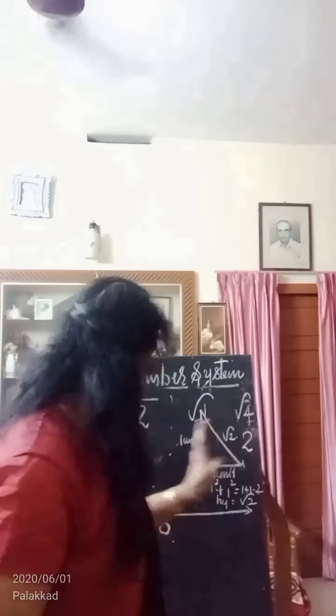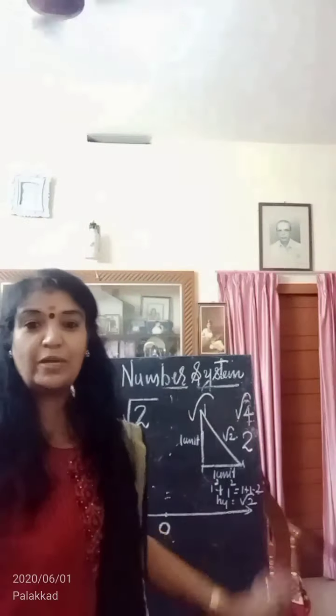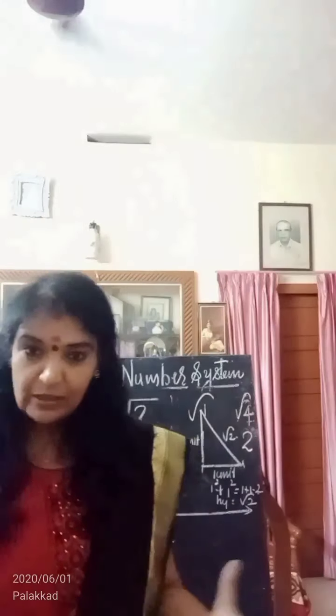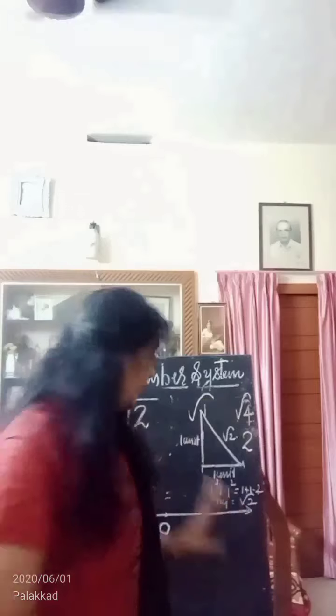So how to represent it? 0 is the middlemost number. Take 1 unit from 0. 1 unit you can take as 3 centimeters or 4 centimeters. If it is 1 centimeter, it is very small, so take 2 or 3 centimeters. That is your 1 unit, there is no restriction. Whatever centimeters you take, that is 1 unit. Suppose I am taking 2 centimeters. I am marking this as V.